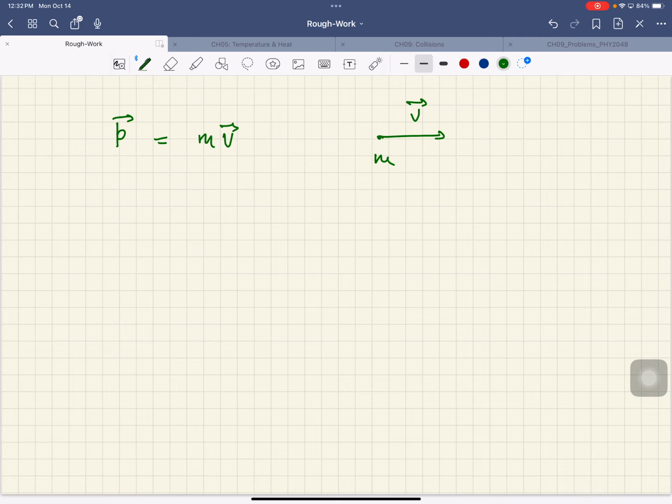Now, if you have several particles, you can define the linear momentum of the system. Since these are vector quantities and you know how to add vectors, you calculate the linear momentum of particle 1, particle 2, particle 3, each particle, and just add them up, and that's the linear momentum of the system.